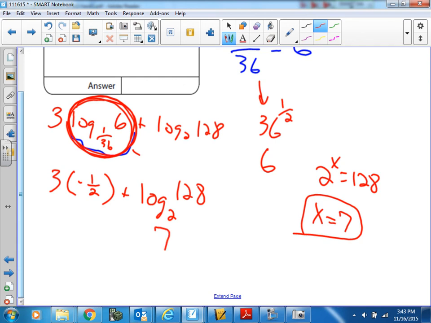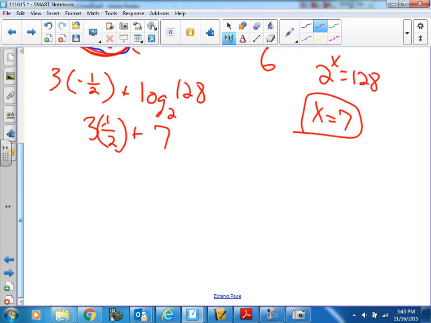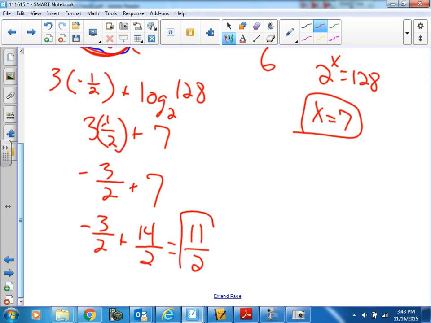So we have 3 times negative 1/2 plus 7. So we end up with negative 3/2 plus 7. And we need a common denominator. Don't forget about that. 7 we can change to 14/2. And that's going to equal 11/2. So evaluated all the way, that is our answer, 11/2.